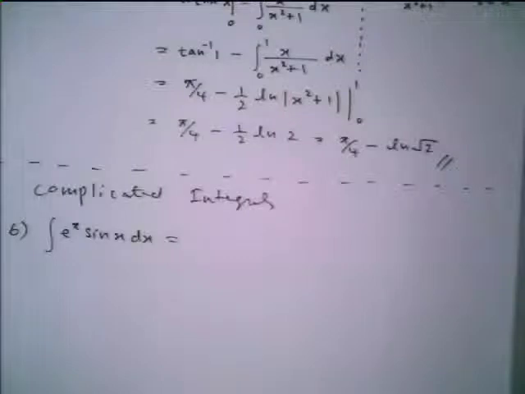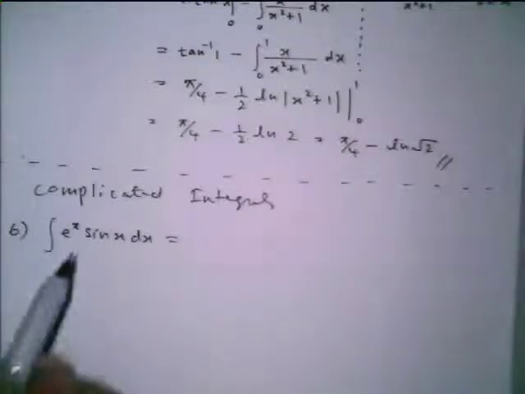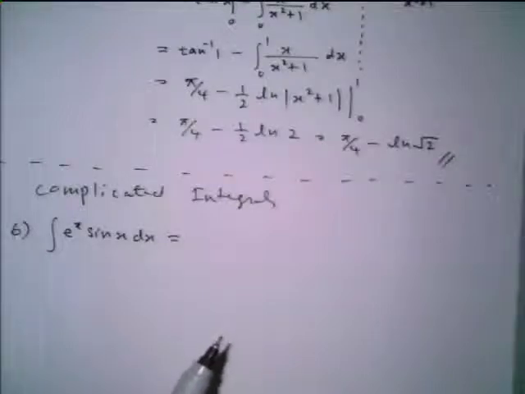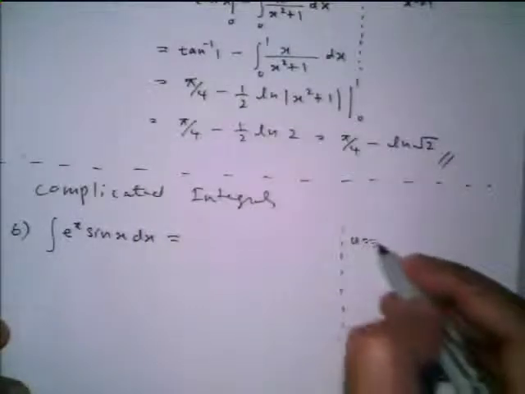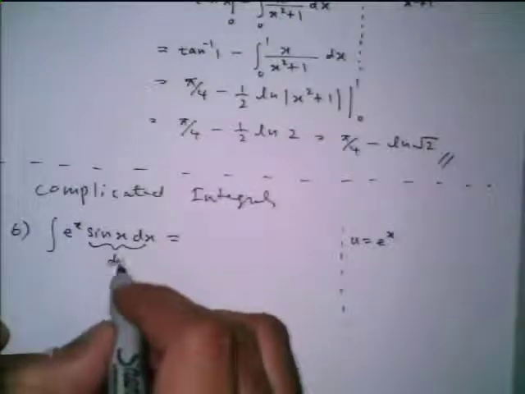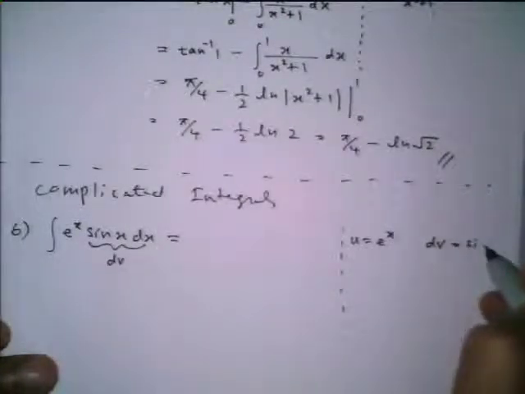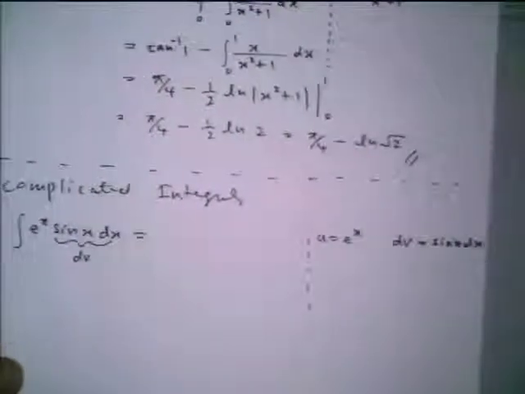So which one are you going to pick as u? e to the x. If we have sine, cosine, and an exponential function, we normally pick e to the x. Again, there are no general rules. We want to pick u so that we can do the problem. Most of the time e to the x will help you, but for this problem you can even pick sin x. It still works. It doesn't matter. But we normally pick e to the x. So u equals e to the x. The rest we're going to make dv. So dv equals sin x dx.